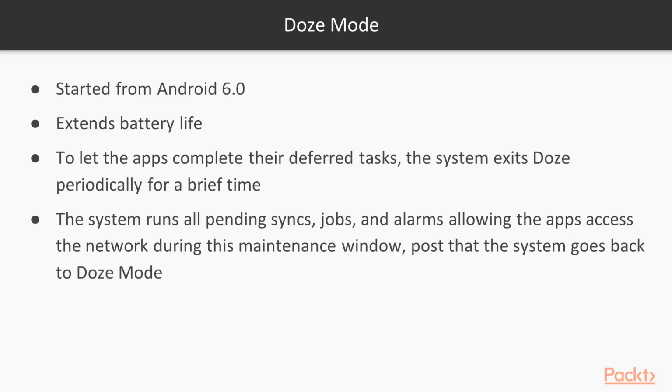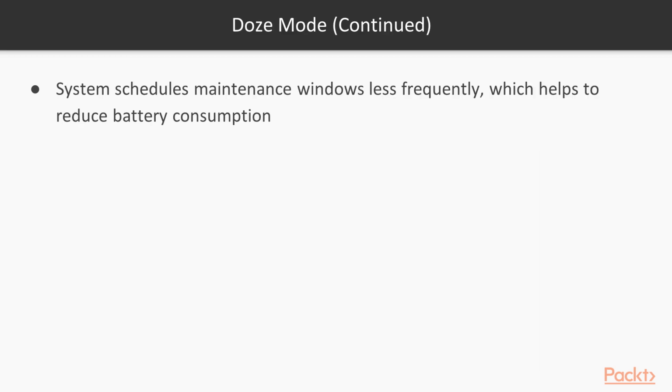During this maintenance window, the system runs all pending synchronizations, jobs, and alarms, and lets the applications access the network briefly, and then after it's complete, the system goes back to Doze Mode. Over time, the system schedules maintenance windows less and less frequently, helping to reduce battery consumption in cases of longer-term inactivity when the device is not connected to a charger. So this definitely elongates the battery life when the device is not connected to a charger.